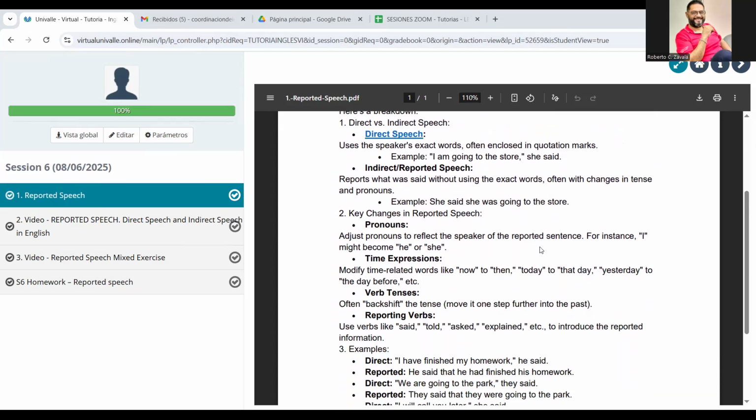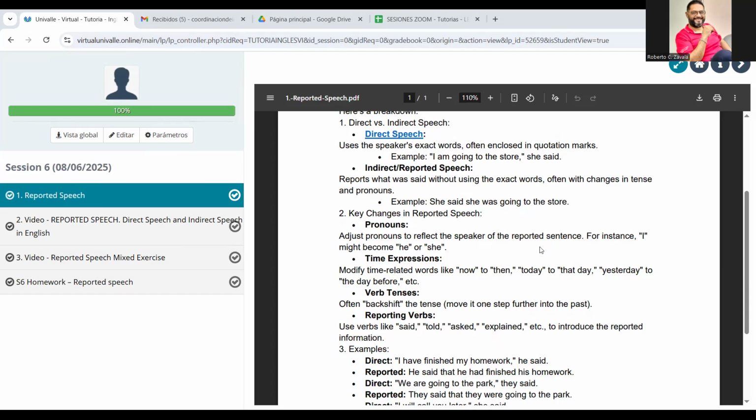Number one, direct versus indirect speech. Direct speech uses the speaker's exact words, often enclosed in quotation marks. Example: "I am going to the store," she said. If you notice, we have quotation marks, which is direct speech, what somebody said. Indirect reported speech reports what was said without using the exact words, often with changes in tense and pronouns. Example: She said she was going to the store.